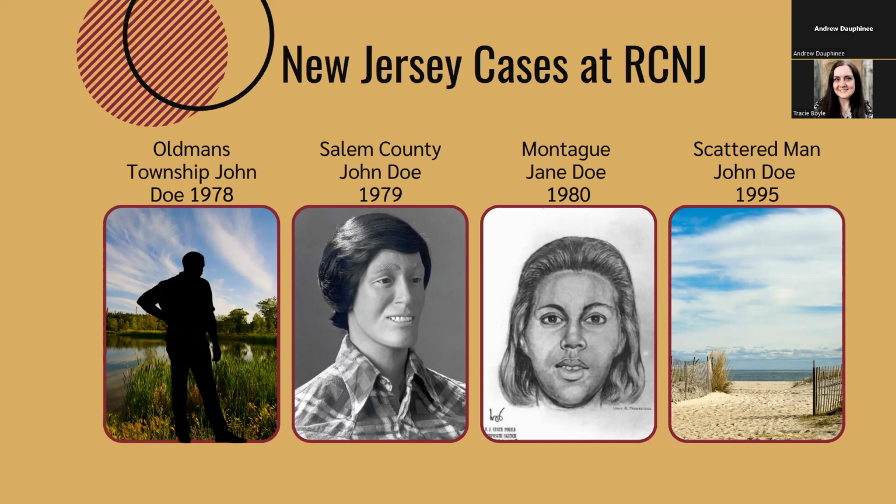Then the partial skeletal remains of Montague Jane Doe were found near High Point State Park in Sussex County, New Jersey in 1980. She was estimated to be 15 to 20 years old, 5'1", and she had dark brown hair, bleached blonde at the time of her death.